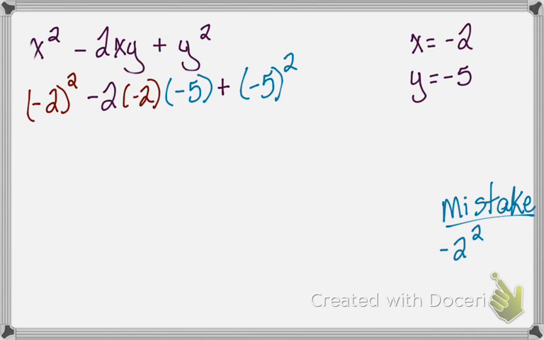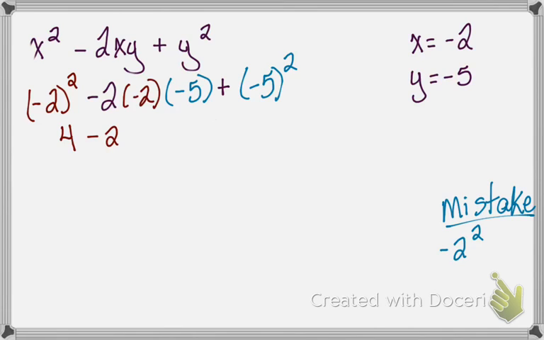So the negative 2 times negative 2 gives me what? Positive 4. So when you square a negative number, you will always get what? Positive. Okay? When you square a negative number, you will always get a positive number. So negative 2 squared is 4. Okay, that's order of operations. I've got to do the exponents first.